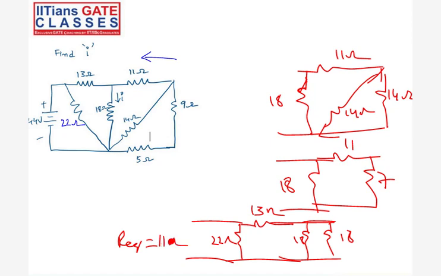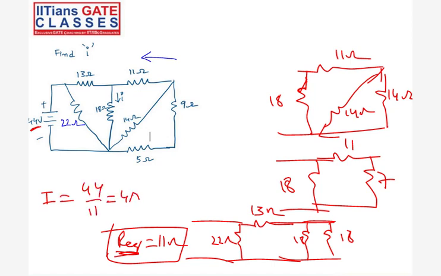Okay, 4 amperes is going here. So if you see from here, this is 22 ohms and this equivalent is also 22, right? So 22 parallel with 22, that's what we got. So this gets equally divided here: 2 amperes, here is also 2 amperes.